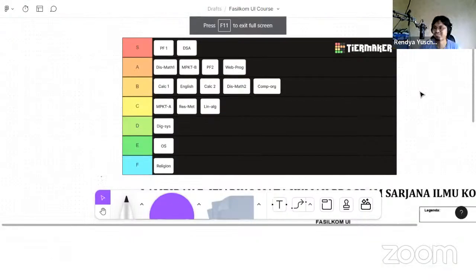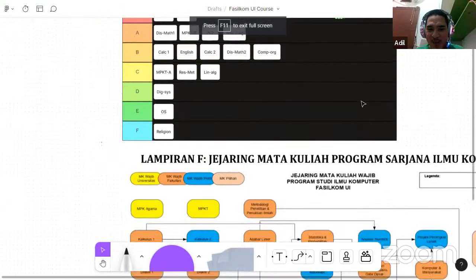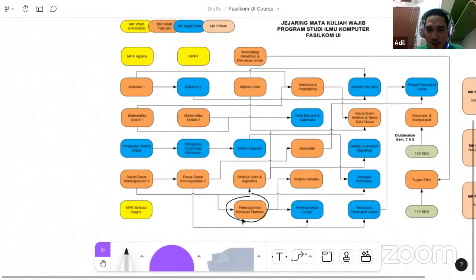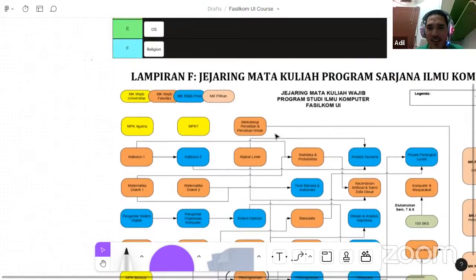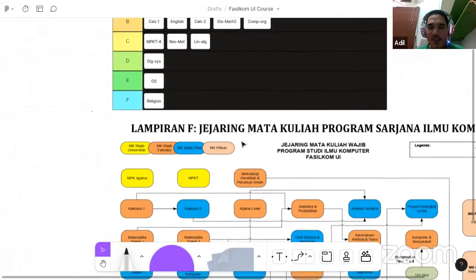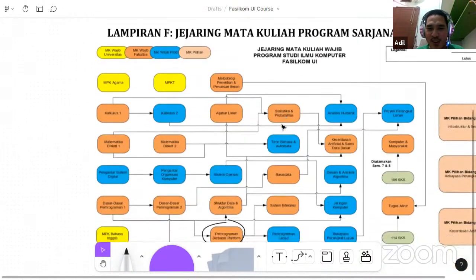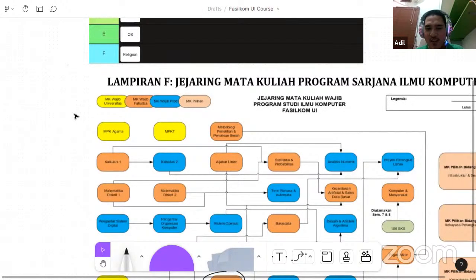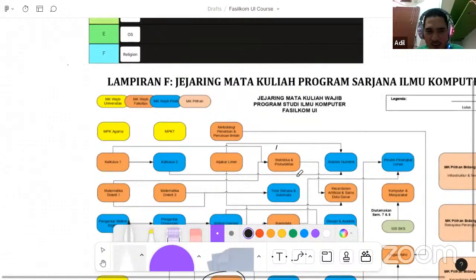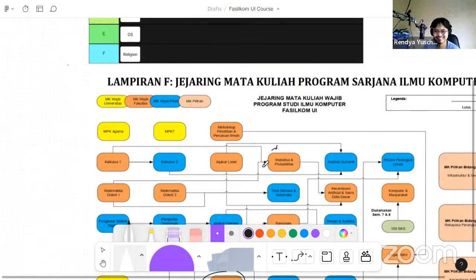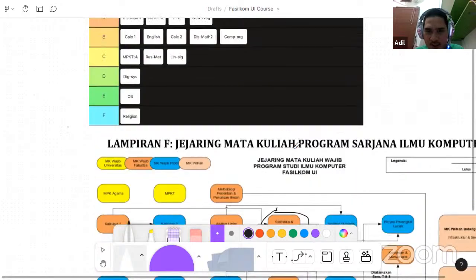So last time we talked about programming based on platform, in the third semester. For this session, we are going to go for the fourth semester. It starts with probability and statistics. What is your opinion?